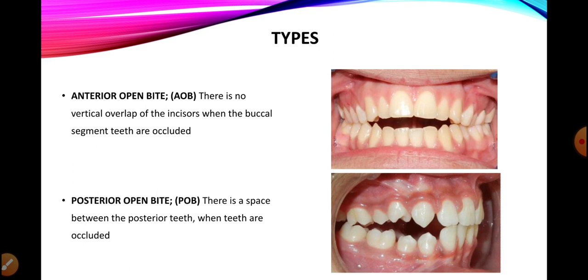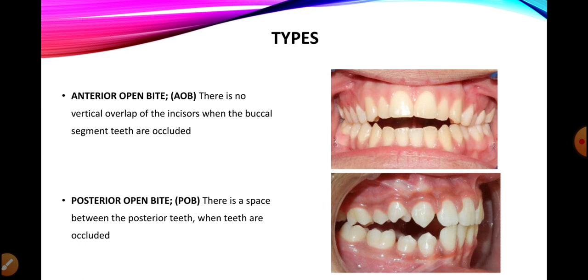Firstly, I'll be talking about the anterior open bite. By anterior, we mean that these anterior teeth are involved in the creation of an open bite. Therefore, whenever there is a lack of vertical overlap between the anterior dentition, it is known as anterior open bite. When the posterior buccal segments are occluded, as we can see here in this picture, bilaterally, there still is a gap between the anterior teeth and a lack of vertical overlap between the anterior teeth.